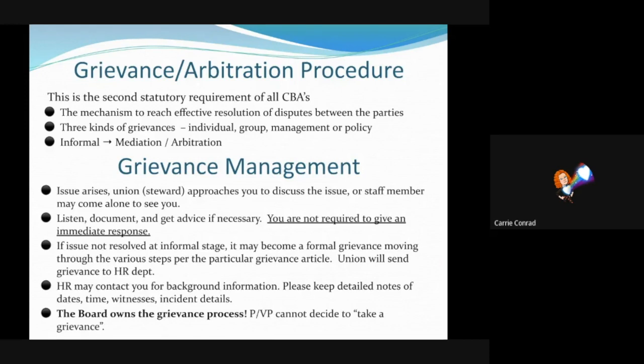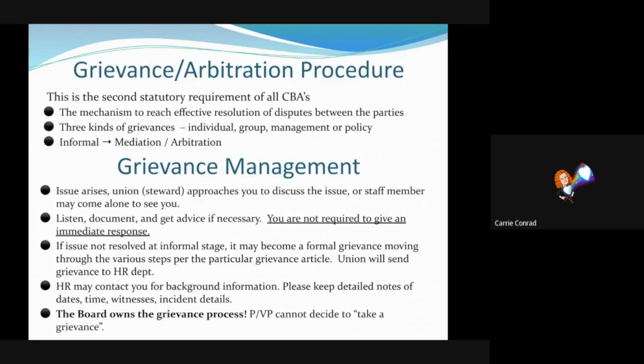There are 3 types of grievances. There is an individual grievance. For example, a grievance may be filed whereby a teacher is not provided the appropriate planning time for the week and they are owed planning minutes. There may be a group grievance where the grievance is affecting more than one employee, or there could be a management policy grievance.